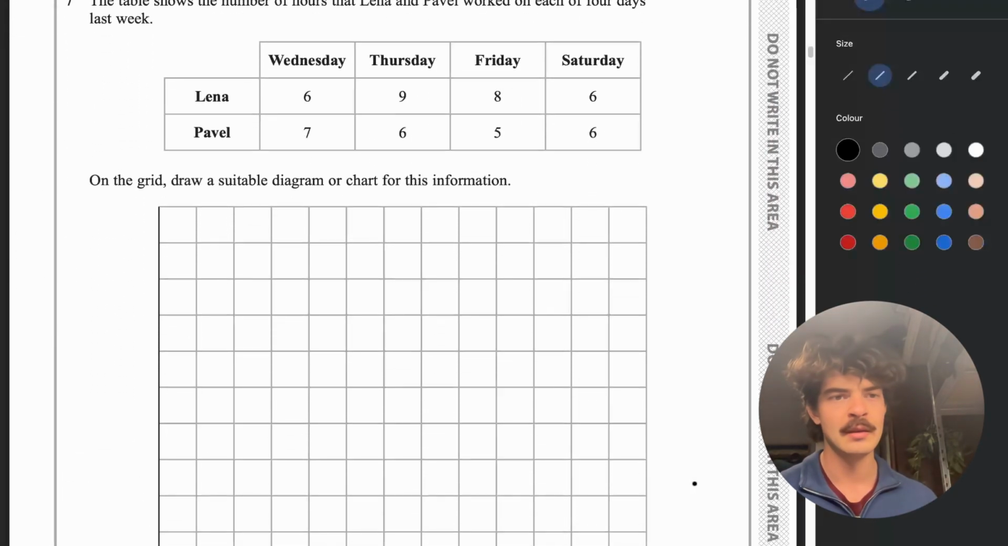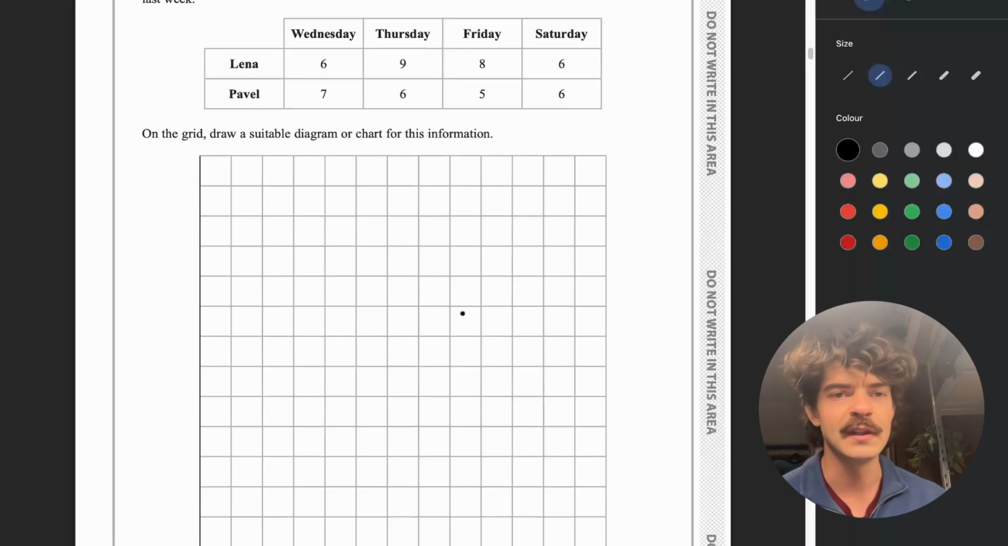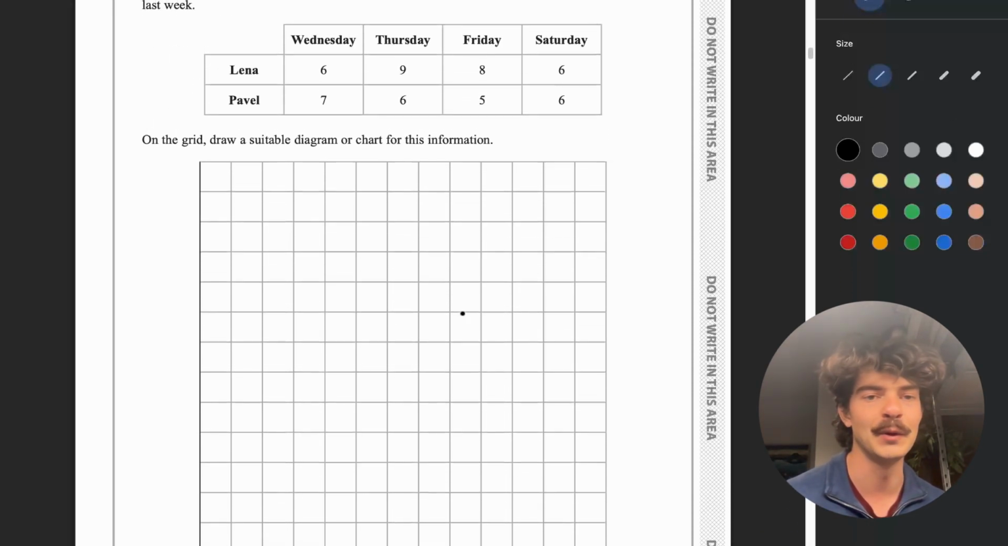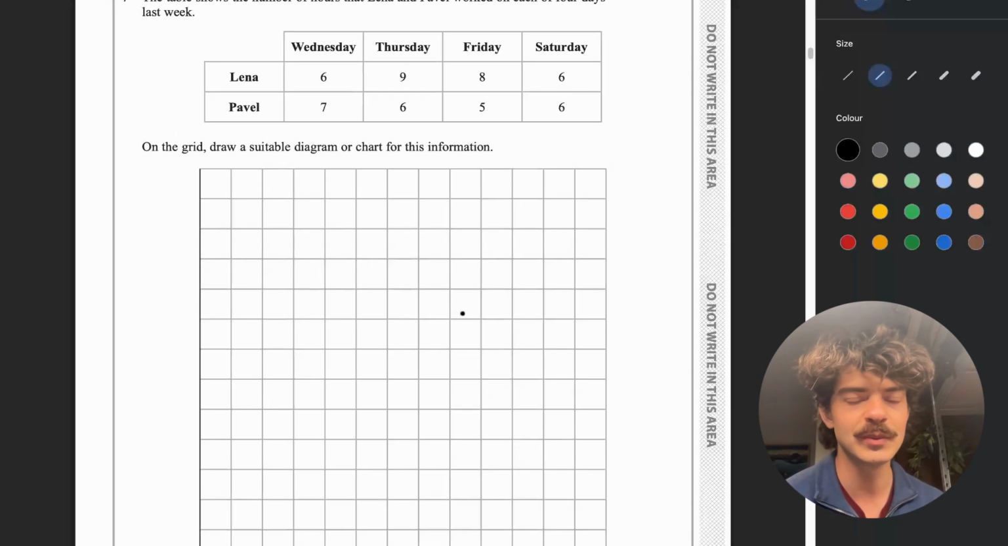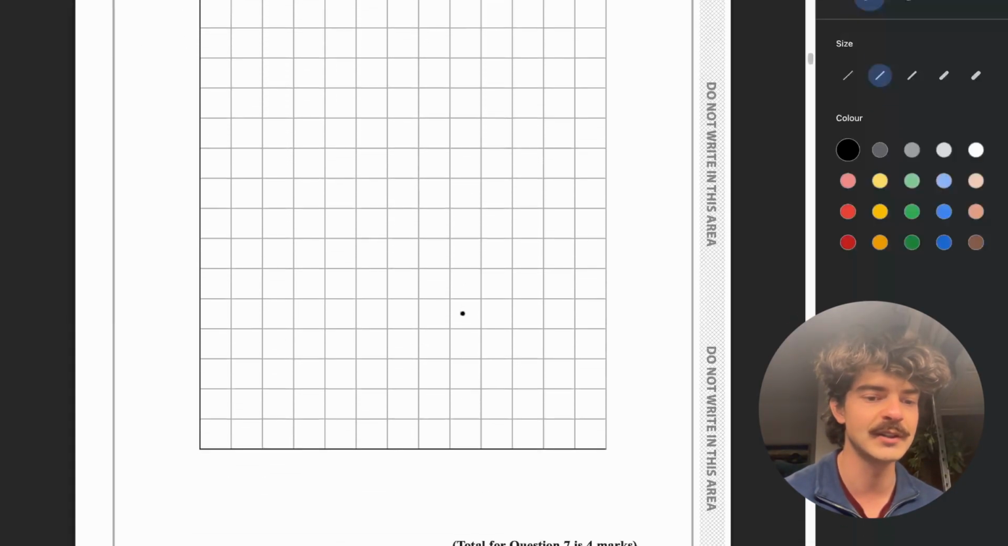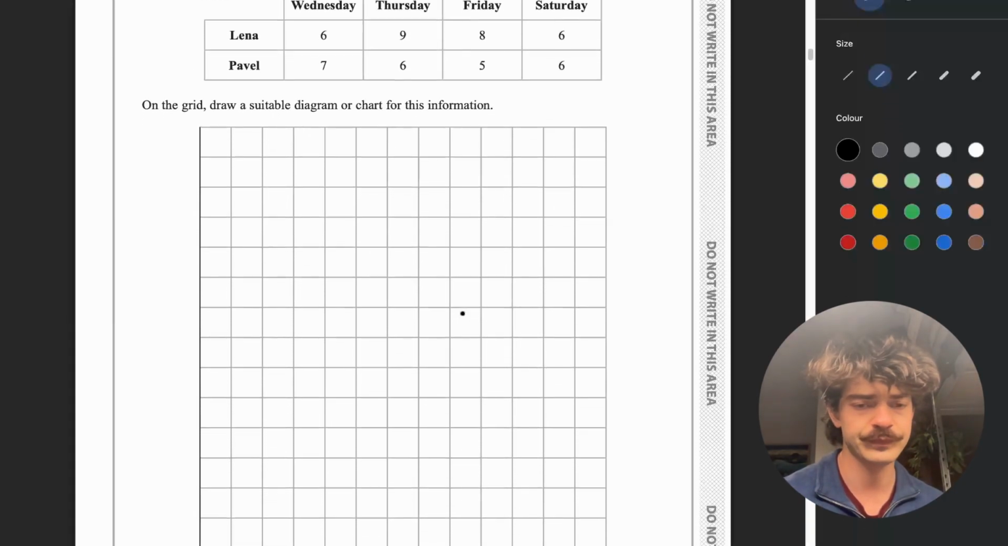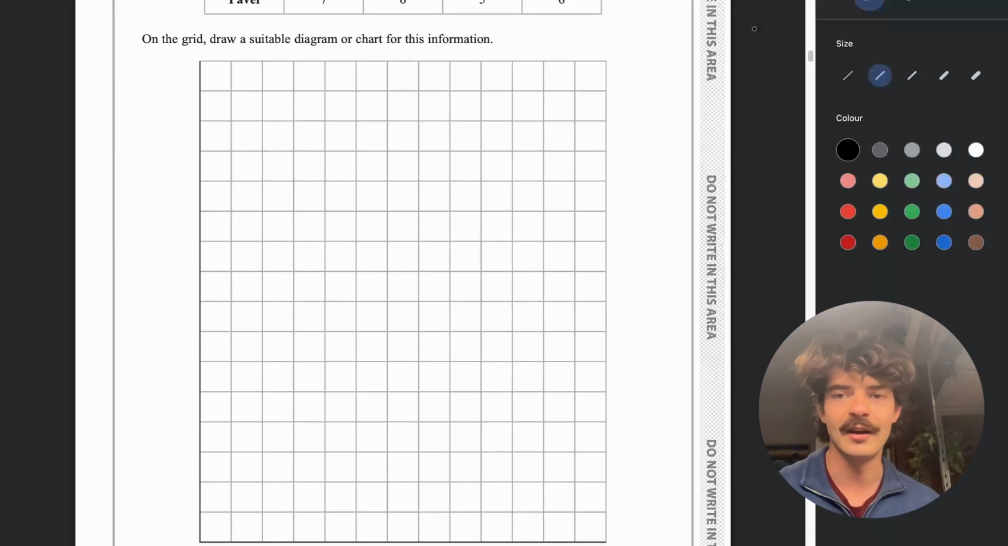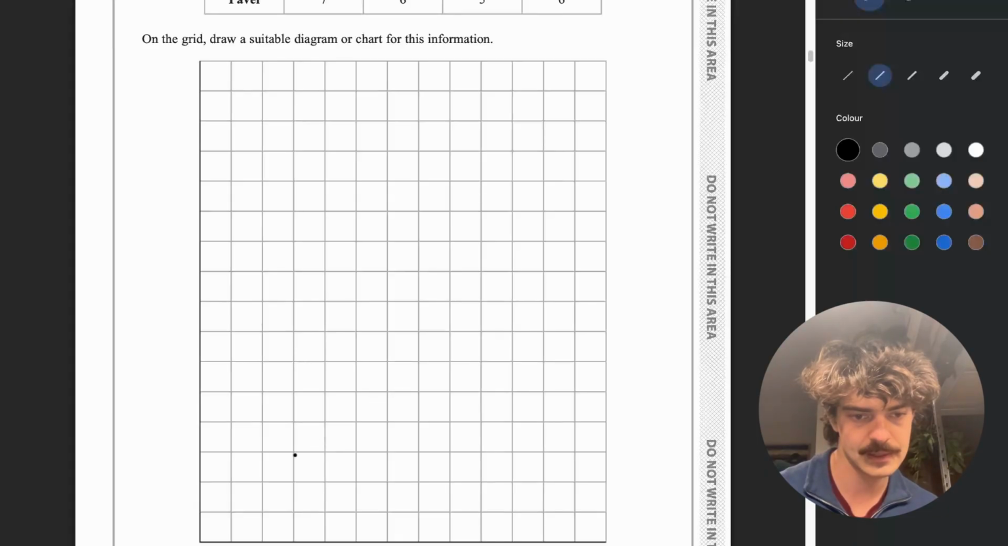Okay, moving on. The table shows the number of hours that Lena and Pavel worked on each of 4 days last week. And we want to draw on the grid a suitable diagram or chart to display this information. Okay, that's a good question. I would suggest that our best graph that we want to draw here is a bar chart, and to make sure that we use all the space that we can, let's consider how much space we're going to want to use.